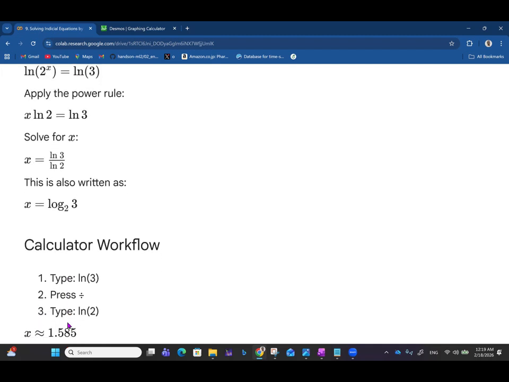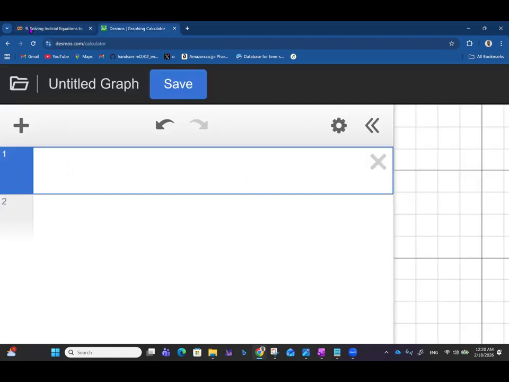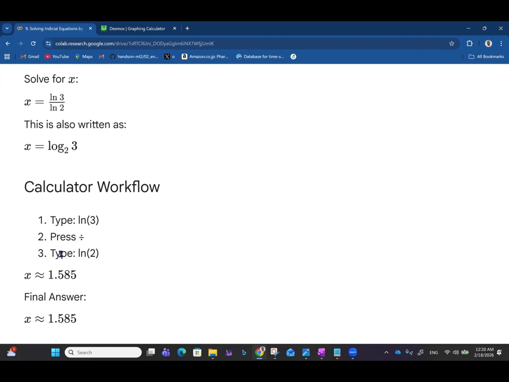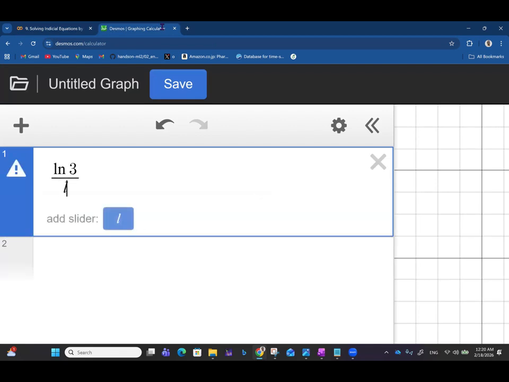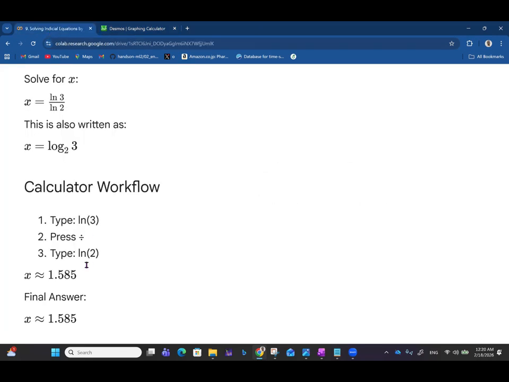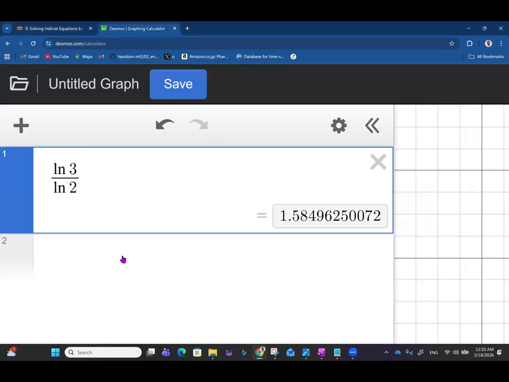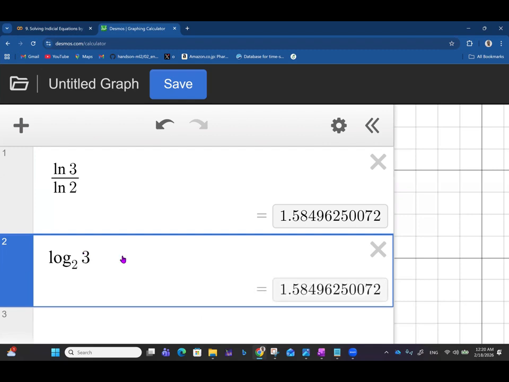All right, so the calculator workflow will be something like this. You type ln 3, maybe I can even demonstrate using this. So you type ln 3 divided by ln 2, and you get this. So let's try that. We have ln 3 divided by ln 2, and we get 1.585, approximately 1.585. It's the same thing when you say log to base 2 of 3. It's the same result you get. So ln 3 over ln 2 is the same thing as log 3 to base 2.